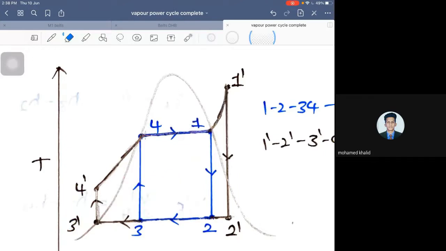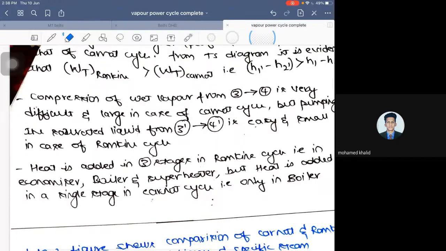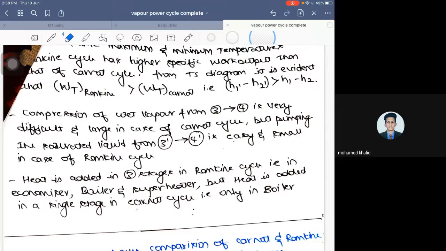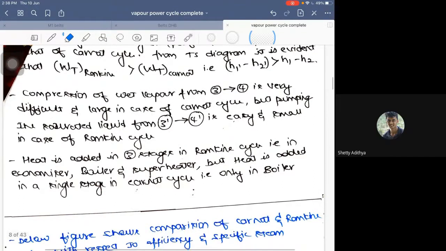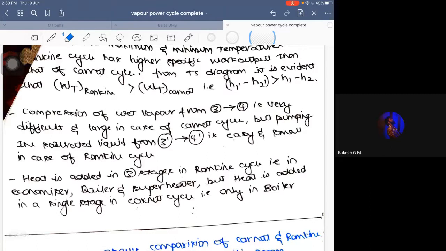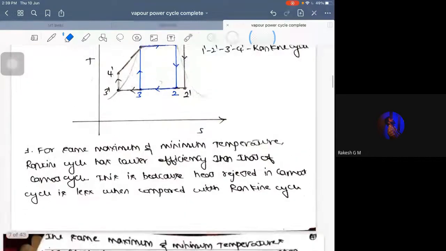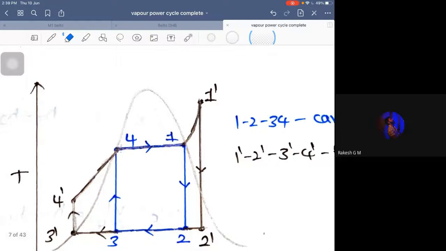Last point. The last point is easy, I guess. Can anyone read this? Heat is added in three stages. Economizer, boiler, superheater. Heat is added in a single stage in the Carnot cycle, that is only in the boiler. I think this point is self-explanatory. In the case of a Carnot cycle, you are adding heat only in the boiler, that is 4 to 1, in only one stage.